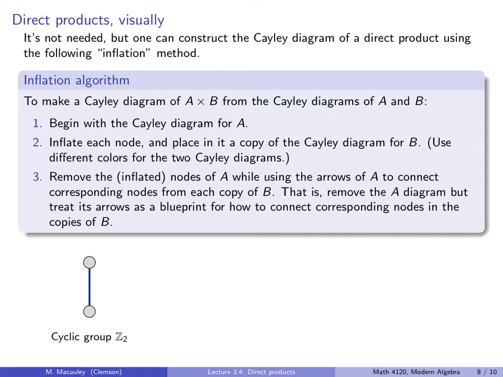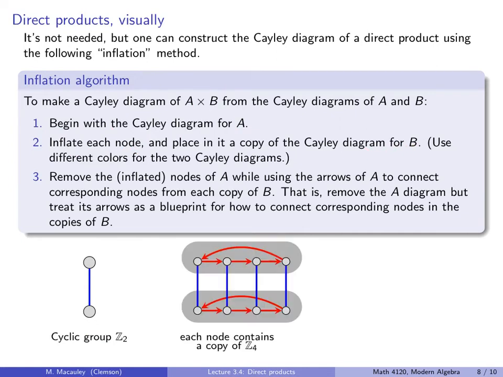Take the cyclic group Z2, and we are going to construct the direct product Z2 cross Z4. So that means A is going to be Z2, and B is going to be Z4. So to begin, we start with the Cayley diagram for A, which is Z2, which we have right here. And next, we are going to inflate each node, both of these nodes, and place inside of it a copy of the Cayley diagram for B, which is Z4. So let's do that now.